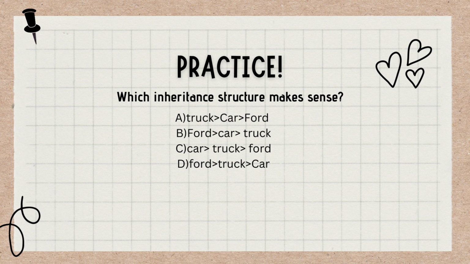Now this is our final practice problem. Which inheritance structure here makes sense? Remember that it should go from most specific to least specific. It would be A, truck, car, Ford, B, Ford, car, truck, C, car, truck, Ford, and D, Ford, truck, car.